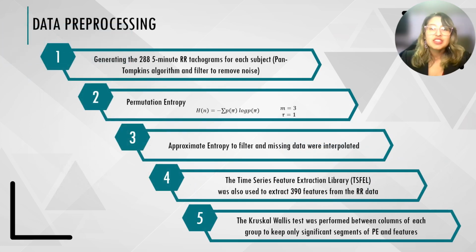We use permutation entropy to assess the complexity of each patient's RR data, a concept introduced by Bandt and Pompe to identify patterns in time series data. We computed this entropy for each RR interval row, resulting in a 288-value vector per patient. Using the time series feature extraction library, we extracted 390 RR data features and compared these and the permutation entropy values, retaining those with a p-value below 0.05.